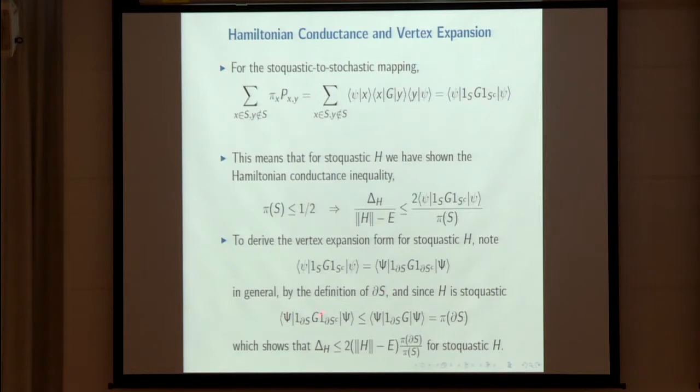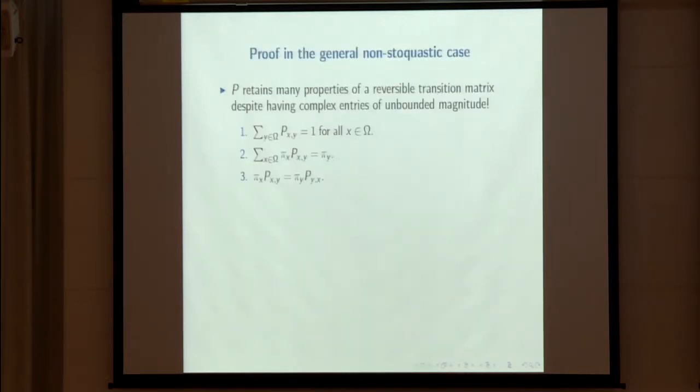And then because, remember, G is a non-negative matrix and psi is a non-negative vector, when I do this step, you're just adding more non-negative terms to this. And so indeed, this is the definition of the probability on the boundary, and that kind of proves this vertex expansion form for stochastic Hamiltonians.